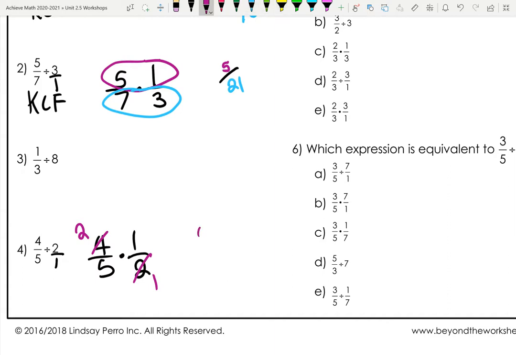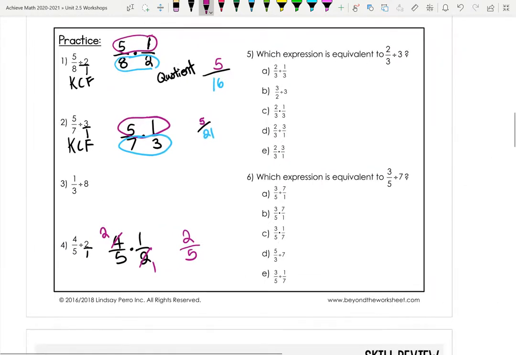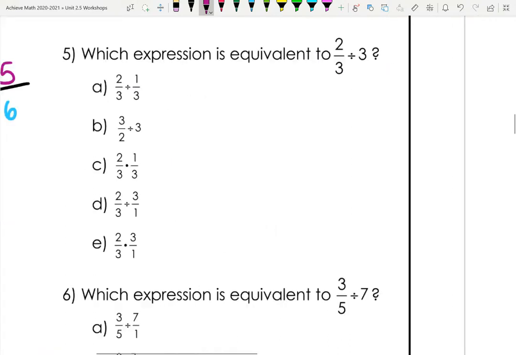Now, I multiply it the same. 2 times 1 is going to be 2. 5 times 1 is going to be 5. I get a quotient of 2/5. All right, the last type of question is essentially asking you, hey, do you know how to rewrite it as an equivalent expression? Well, add a 1, and then keep, change, and then flip. So 2/3 times 1/3.